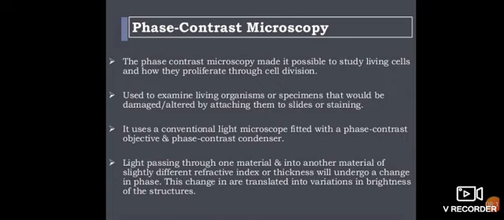Okay, then light passing through one material into another material of slightly different refractive index or thickness will undergo changes in phase. These changes are translated into variation in the brightness of your structure. Now we are focused on the two parts. First is called the phase contrast objective, and second is called the phase contrast condenser.